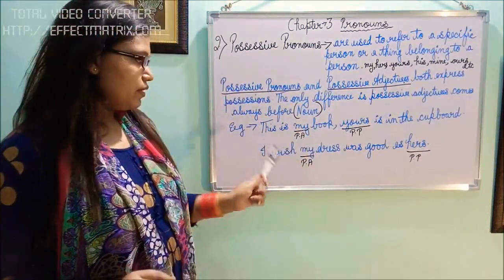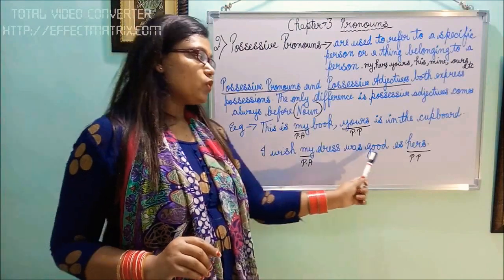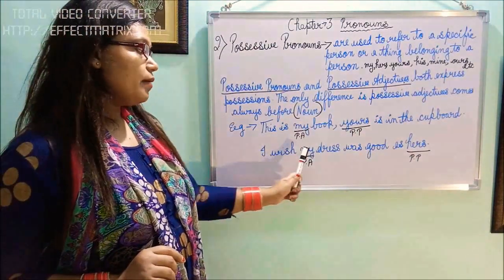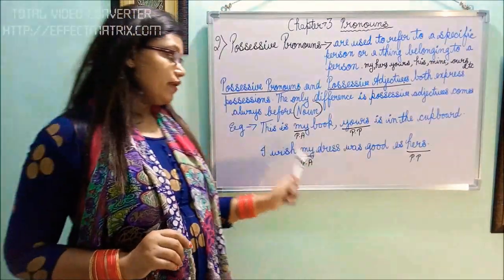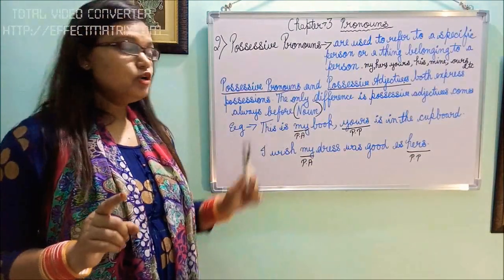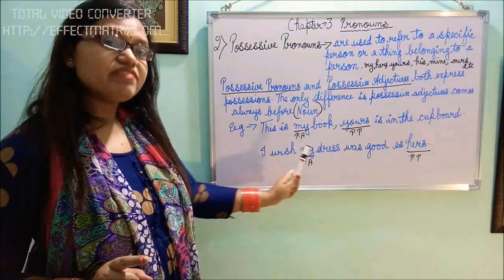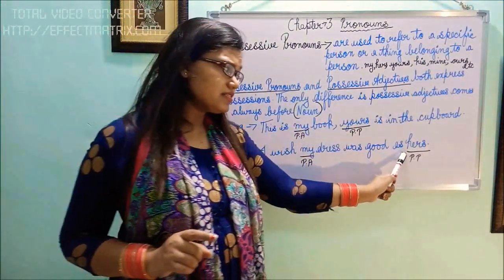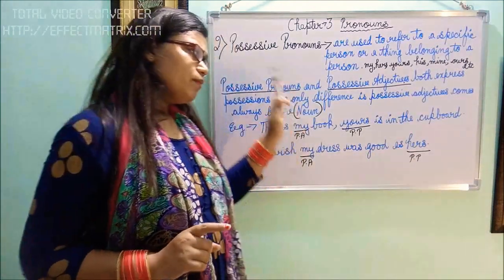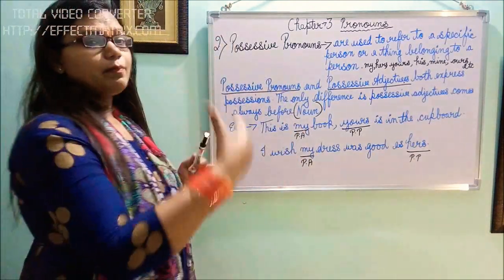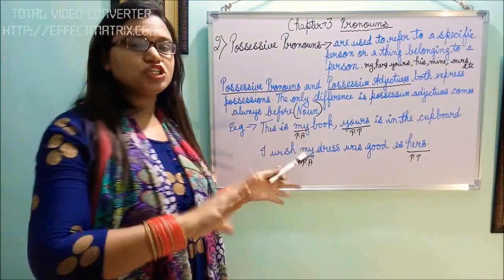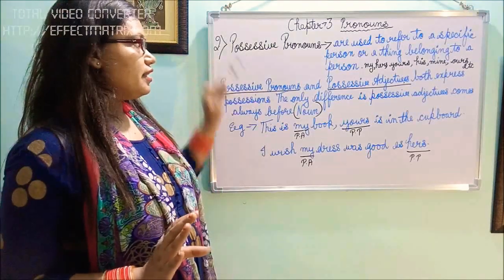Now see the second example. I wish my dress was as good as hers. Here the two words showing possession are my and hers. Here my is written before dress, and the word dress is a noun. So my is a possessive adjective and hers is a possessive pronoun. Understand? Here the difference is only the placement of the noun. Otherwise both are showing possession only. Understand?